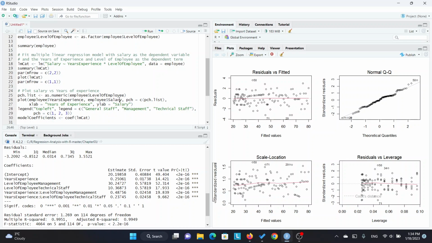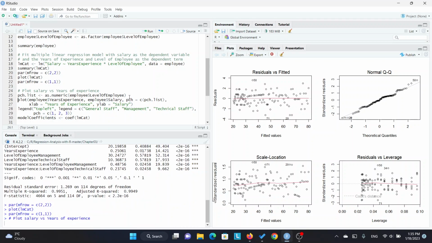So we're going to fit a regression model for the technical staff level of employee, the management level of employee, and the general staff level of employee. So in order to do that, we are going to convert our level of employees to numerics. So what it's going to do is give a number to each level, let's say general staff is going to be 1, management is going to be 2, and technical staff is going to be 2. Okay, so let's run that.